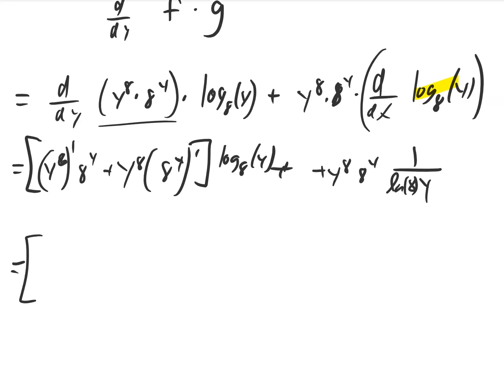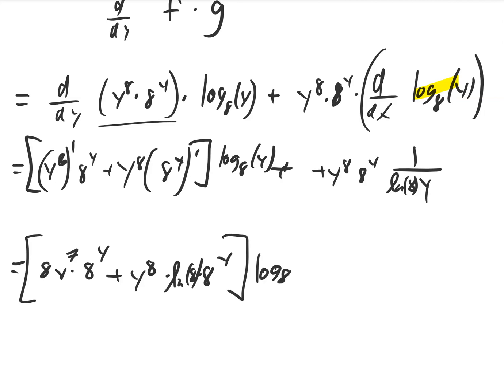All right, the derivative of y to the 8 is 8y to the 7. So we have 8y to the 7 times 8 to the y, plus y to the 8 times, now the derivative of 8 to the y is almost just 8 to the y. But we get this times natural log of 8 that pops out. And then we're done. It seems harder in the beginning than it does at the end.